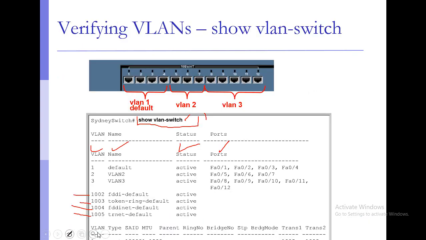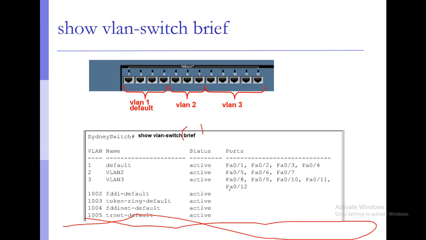If you do not type brief, you will have this information as well: VLAN type, SID, maximum transfer unit, parent, ring number, bridge number, STP, bridge mode, transmission 1, transmission 2, and so much information. If you want to neglect this information, you can just type brief.